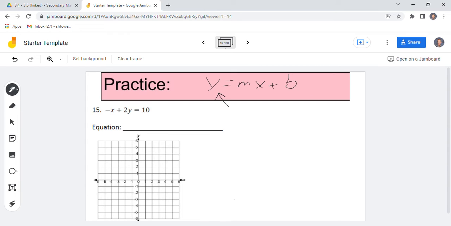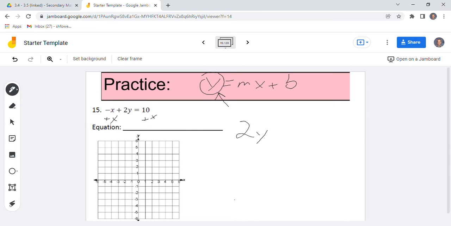To keep our goal in mind right here, we're trying to get the y by itself, so we've got to solve for that variable, the y. All right, let's get rid of this x first. We're going to do so by adding x on both sides.